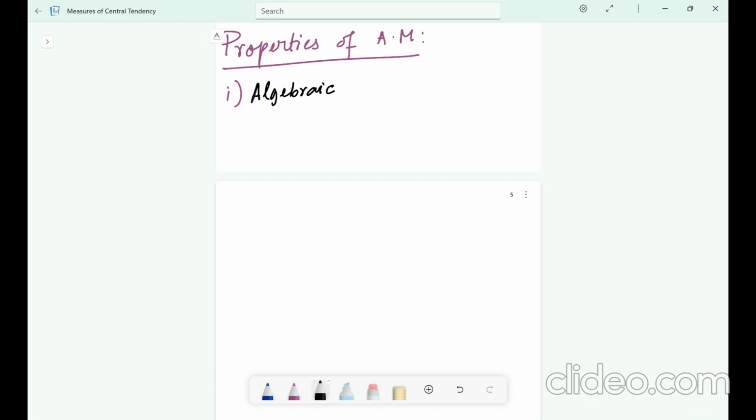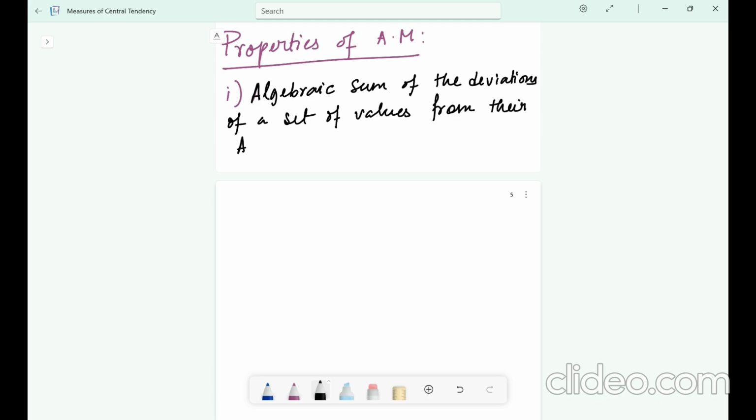Yes, the algebraic sum of the deviations of a set of values from their AM is equal to 0, where xi minus x bar is the deviation of the first observation.